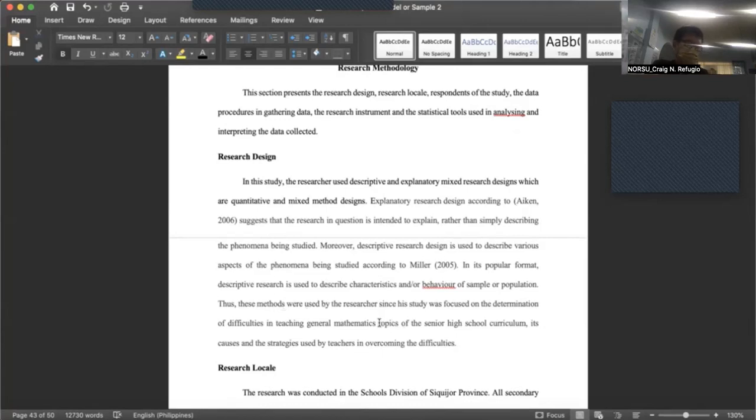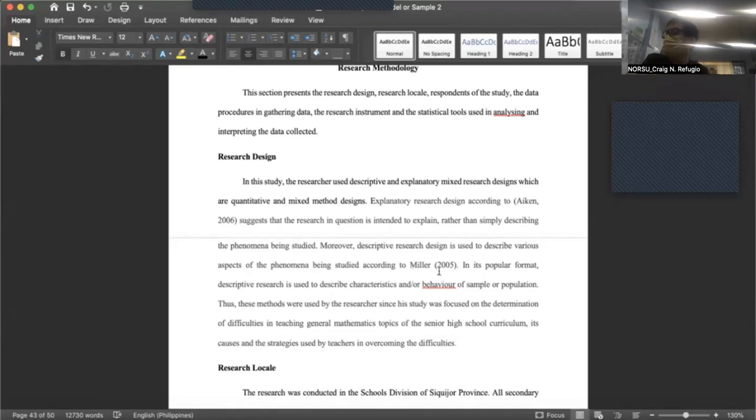What you are going to change is this one, topics. I commented on this one already. Now we are not going to use topics, but what is to be used instead of topics based on the consultation period? Learning competencies. So even if you are going to copy the research design, you are going to look at this statement.